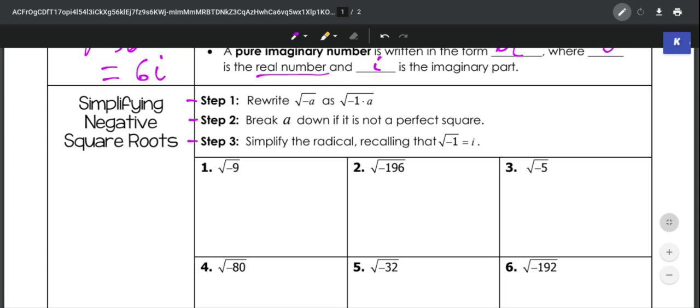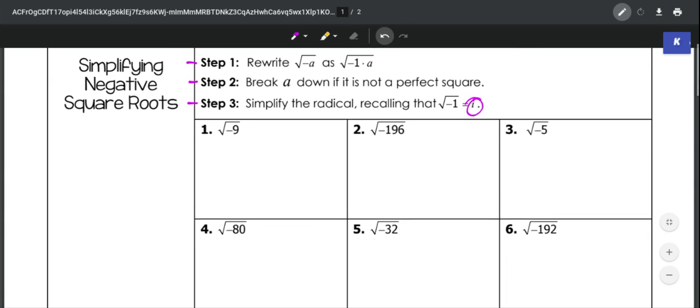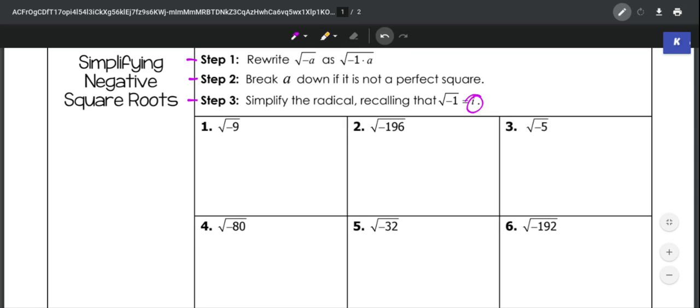Typically when you break it up as negative 1 apart from everything else, you can always take out some form of i, even if it is just i by itself. So I'll show you some examples of what that will look like.